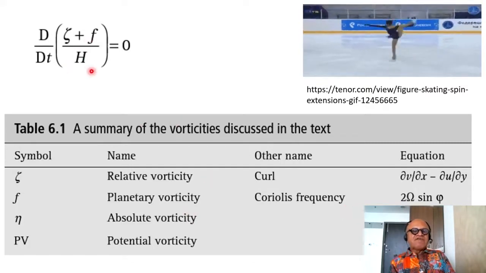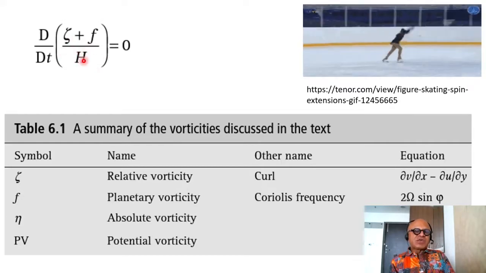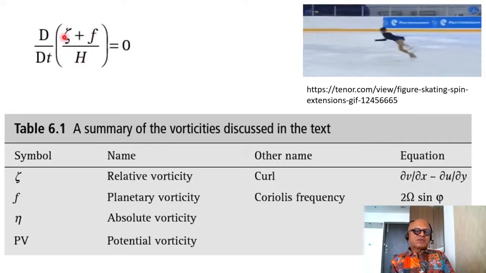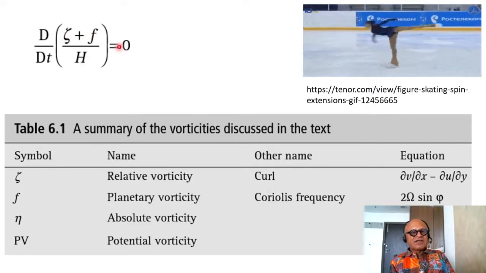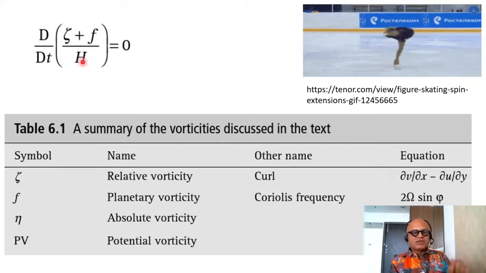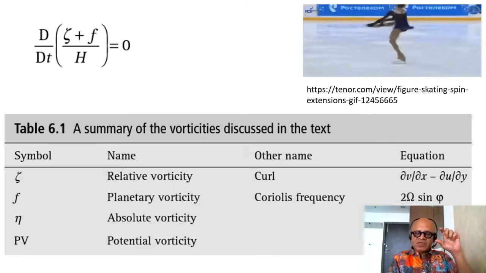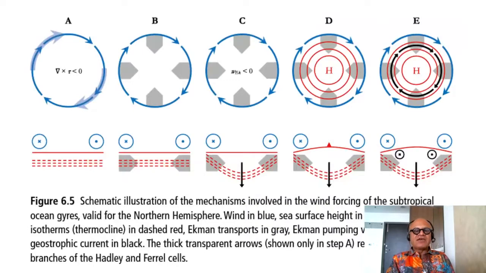Basically, if zeta plus F over H has to be conserved, then you can change zeta plus F by changing H, or by changing F, or by changing zeta, and that is conserved depending on how you move in response to what changes, right? So potential vorticity is just absolute vorticity divided by some height or thickness of a layer. So Chris tries to explain western boundary intensification using this concept, and we already looked at the wind forcing and the gyre that gets set up.